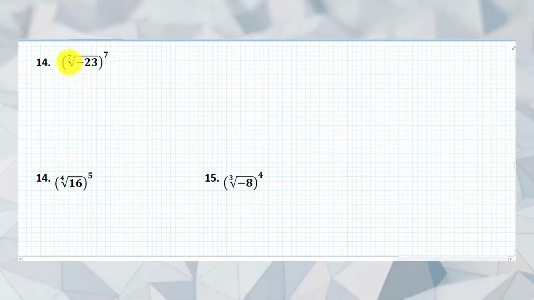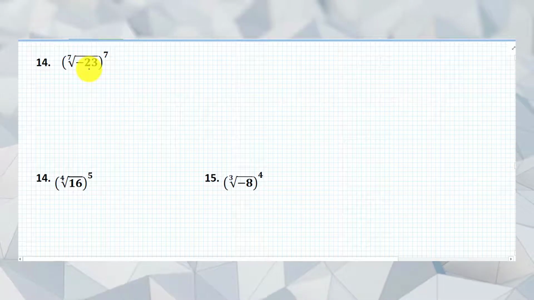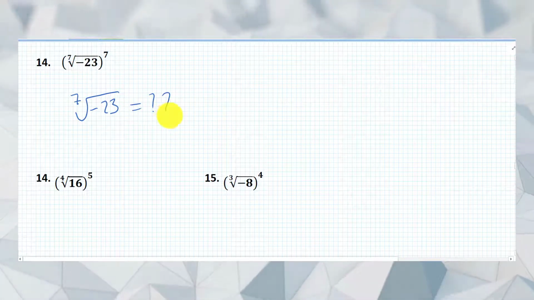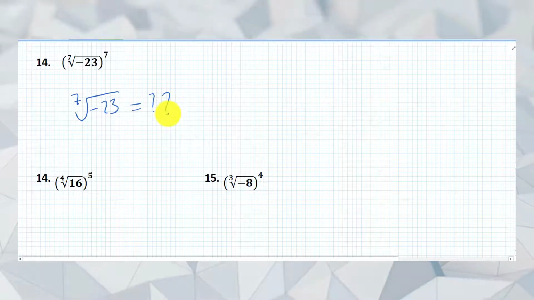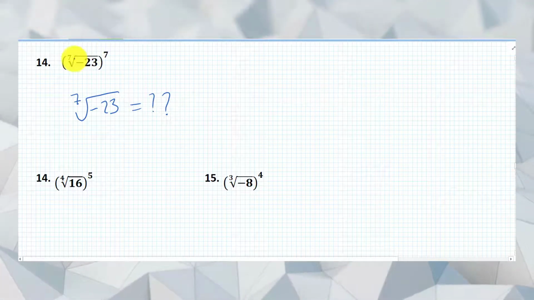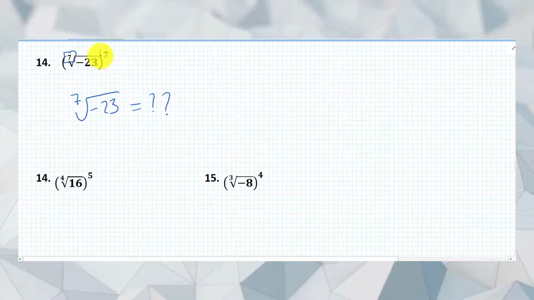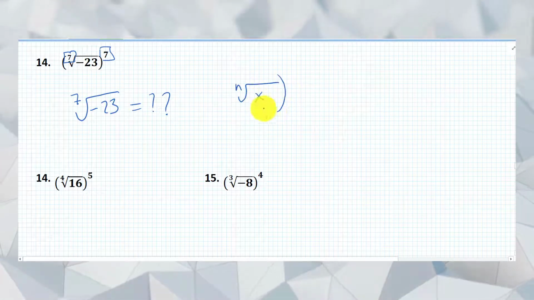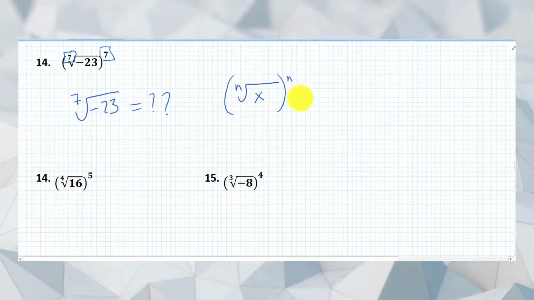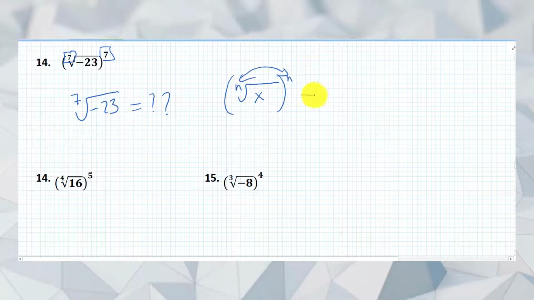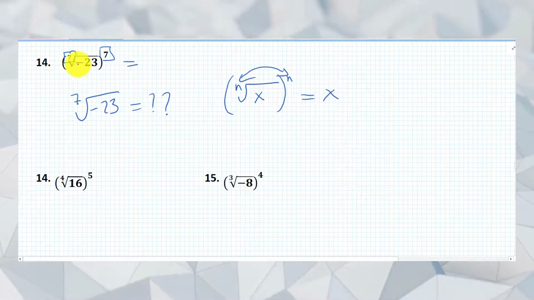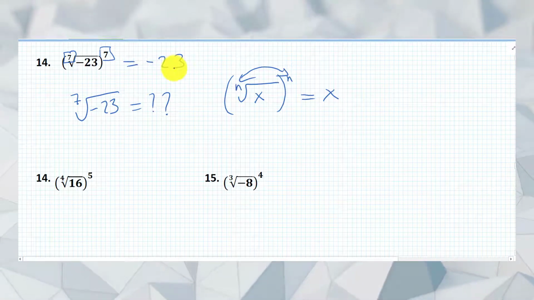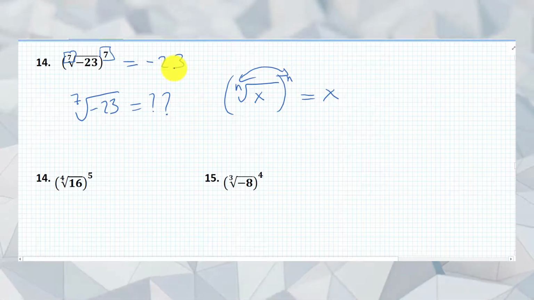Well, this one is the seventh root of negative 23. Do I know the seventh root of negative 23? I don't know it. It is a number, but I would need my calculator for that. But actually, I don't care, because I'm taking the seventh root of negative 23 and I raise it to the power of 7. So I'm going to follow the property that says the nth root of x raised to the power of n is just x. So I don't know what the seventh root of negative 23 is, but the result of this operation is negative 23. That's it. All right, 14 and 15.